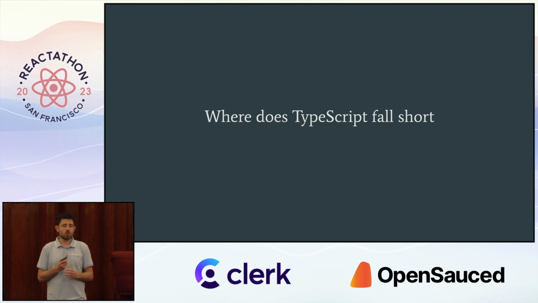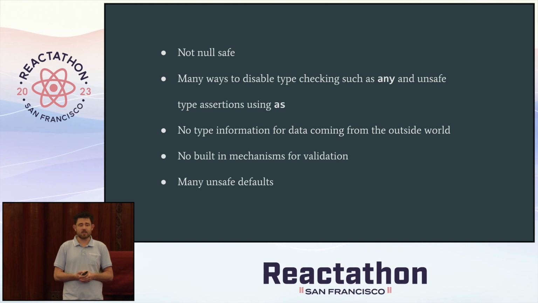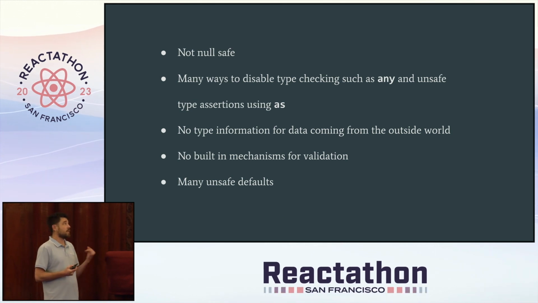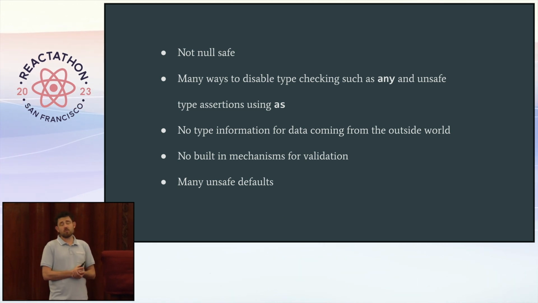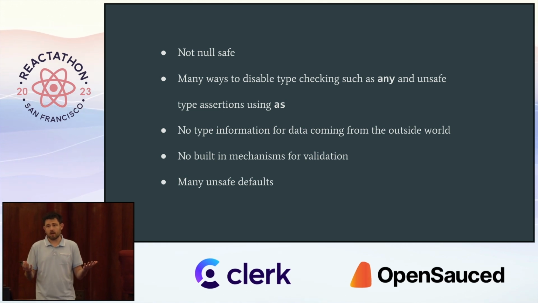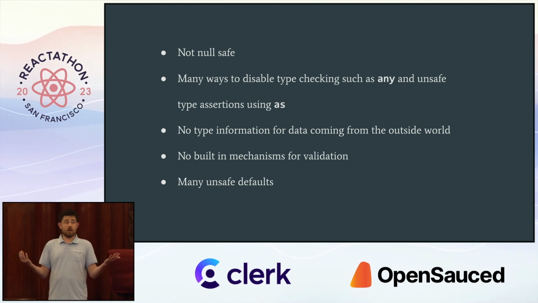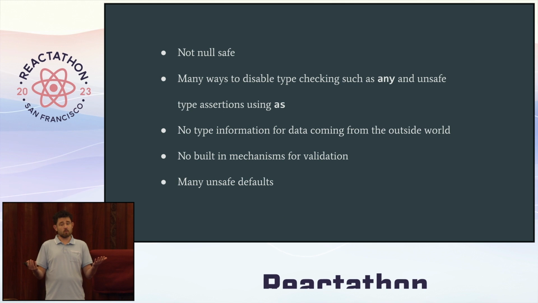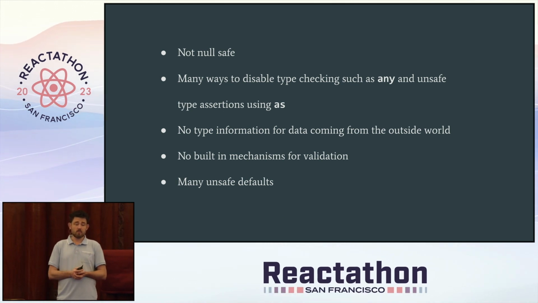Okay, so where does TypeScript fall short? Some of you probably already know where the gaps in TypeScript are, but it's not null safe, at least not by default. You can squeeze some null safety out of it, but there's tons of ways to disable type checking, right? Any is the obvious one. There's type assertions. There's all kinds of things. And then, of course, TypeScript doesn't have any knowledge about data coming from outside of your code, right? Because TypeScript disappears at runtime, and so it only knows about what's in your code at compile time.